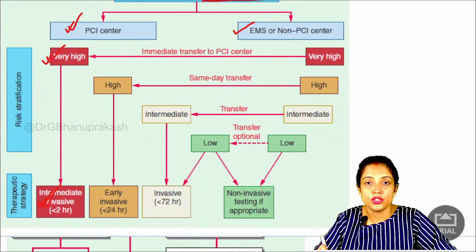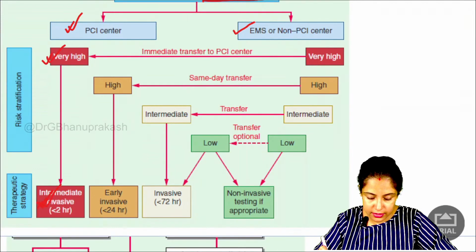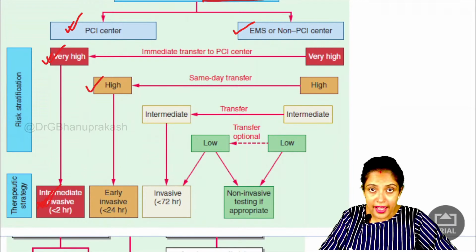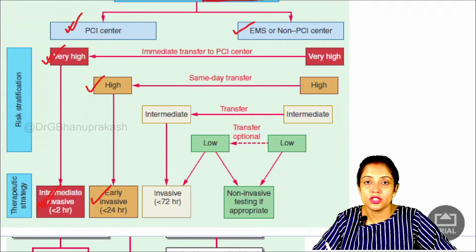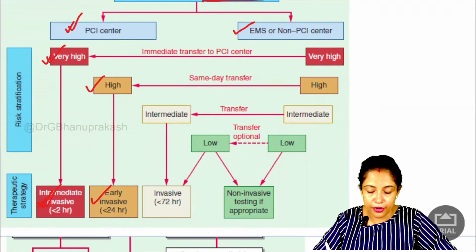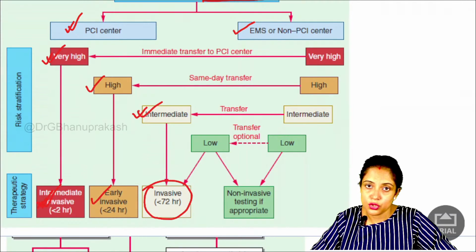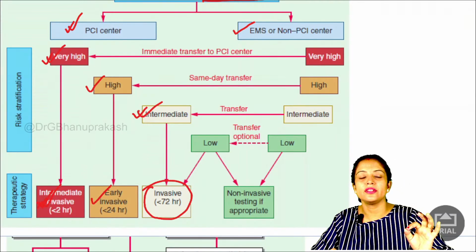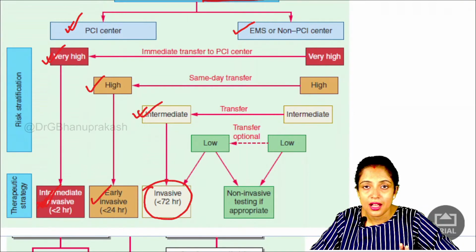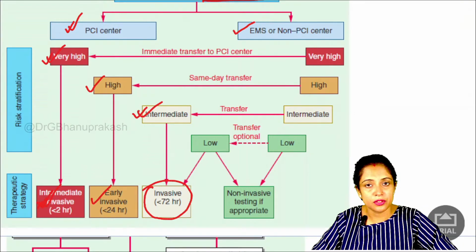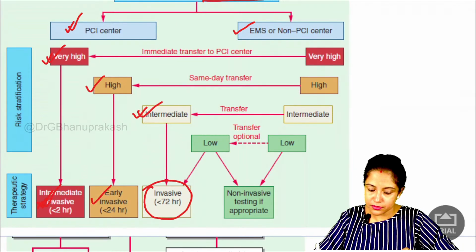If PCI is available and the patient has a very high risk for future cardiac events, then an immediate invasive strategy should be done, that is, in less than 2 hours. If the risk is high, then an early invasive strategy should be done in less than 24 hours. And if the risk is intermediate, then an invasive strategy can be done up to 72 hours. So very high risk within 2 hours, high risk within 24 hours, intermediate risk within 72 hours.